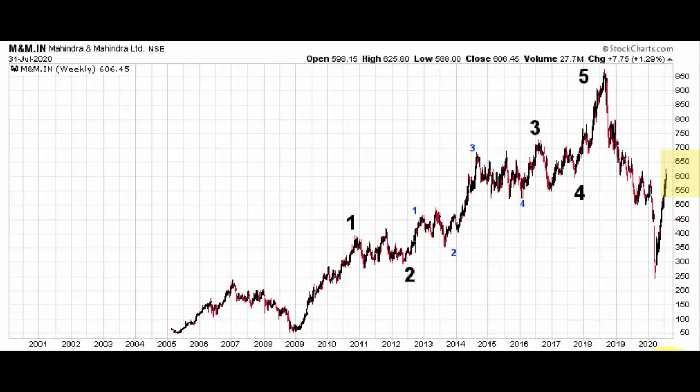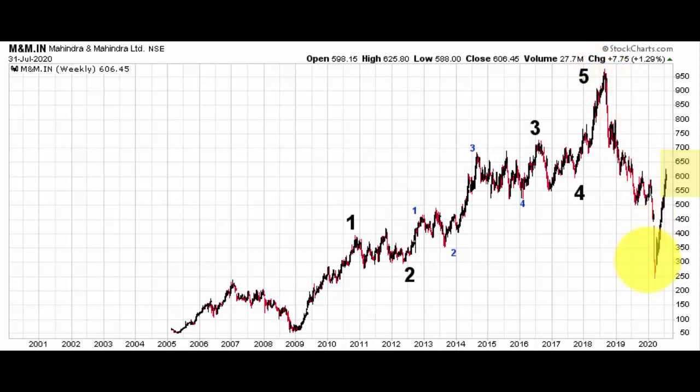The ticker on StockCharts.com is $M&M.IN, which is Mahindra and Mahindra, an Indian stock that trades on the Indian Stock Exchange, obviously. It was incepted back in 2005, had a little bit of up and down into the late 2008 low, at which point it embarked on a very large, beautiful five-wave advance into the 2018 high, a little bit above 950. It peaked before it reversed and tanked in a major way into the 2020 low.